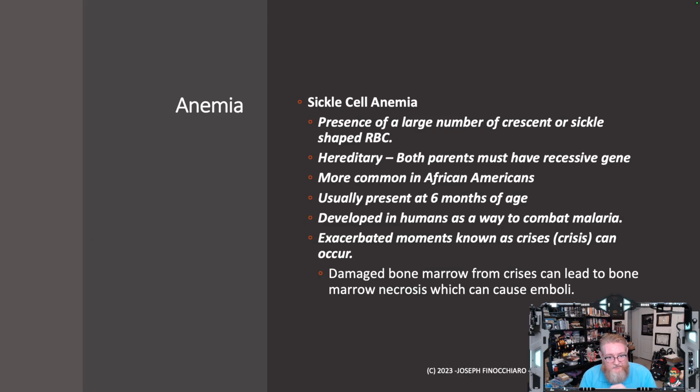Sickle cell anemia, a presence of a large number of crescent or sickle-shaped red blood cells. This is hereditary. Both parents must have the recessive gene. This is most common in African Americans, usually present at 6 months of age. This developed in humans as a way to combat malaria. Exacerbated moments known as crises or crisis can occur. Damaged bone marrow from crises can lead to bone marrow necrosis, which can cause emboli.